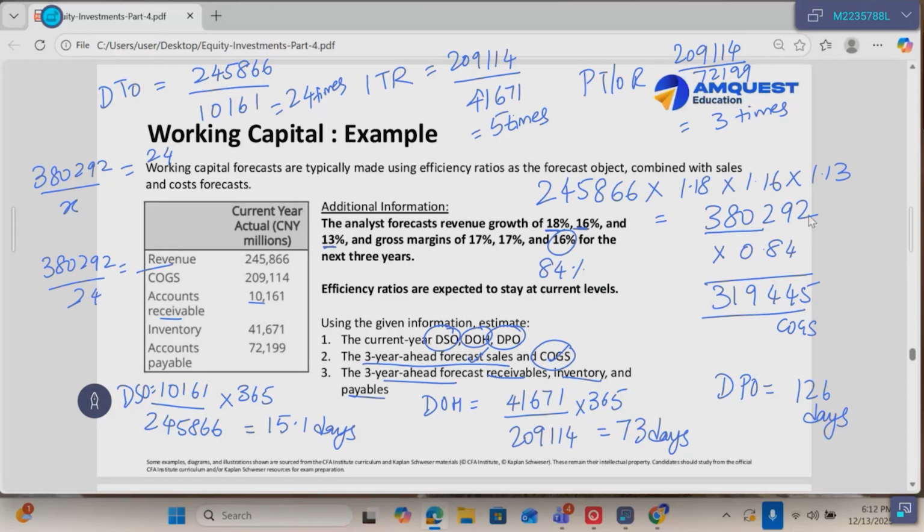Again, for inventory turnover ratio, we know that the answer is 5. If we do new COGS divided by 5, you will get the answer for new inventory. If you do this and if you divide it by 3, you will get the answer for payables as well. What will be your new payables? So this is how you are able to forecast the working capital requirement of the company. So you have answers in the slides, which you can check.